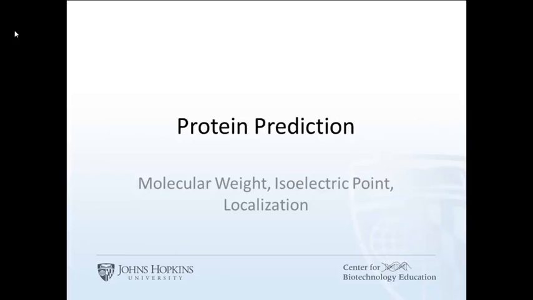In this lecture, we will examine how to input a protein sequence and output three types of predictions. The isoelectric point and molecular weight are very simple to calculate. We will also examine the prediction of where a protein goes within a cell after it is translated or synthesized.